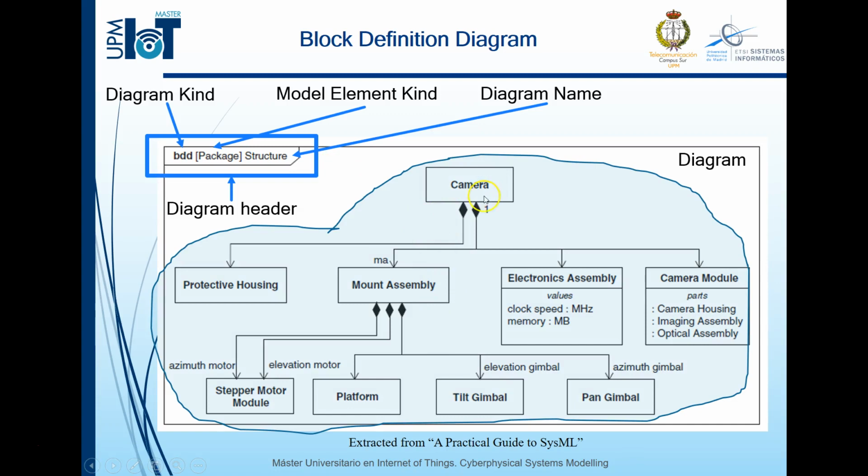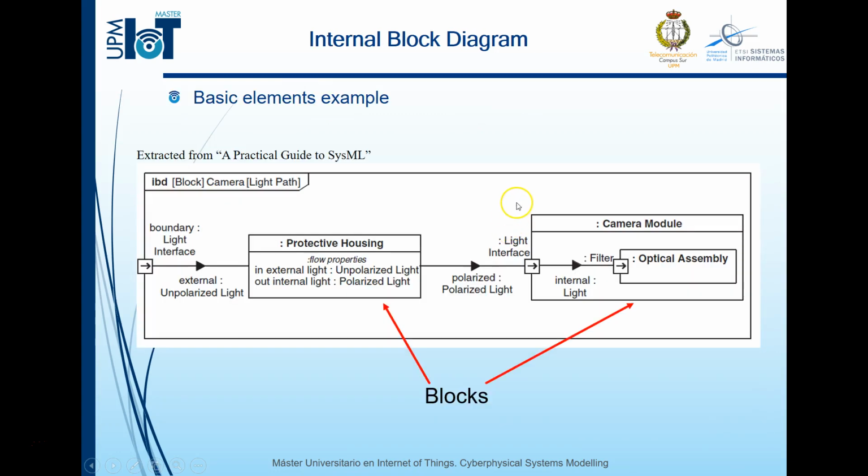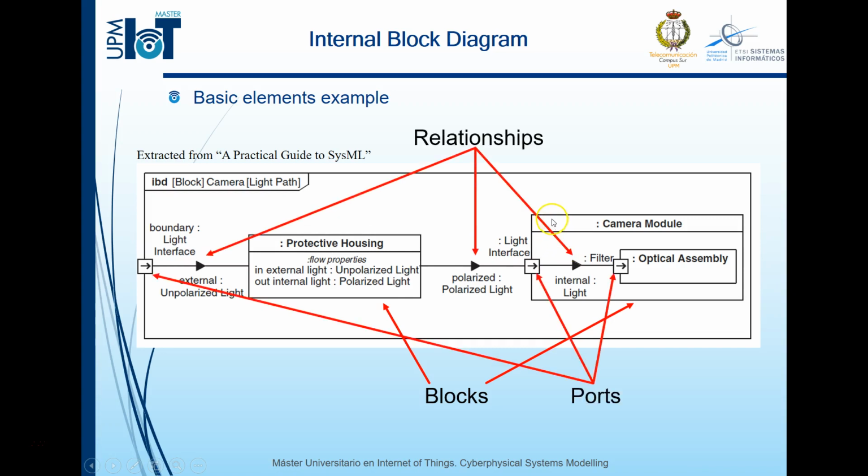So this is more or less the structure of block definition diagrams, where the root is the name of the system that is composed by different elements, different blocks, and for example, the mount assembly is also composed by some of the different blocks. And in the internal block definition diagrams, we also have some blocks, and in addition, we put some new elements to represent relationships, but also ports. Ports is something like interfaces. So it's the specific name we are going to use for interfaces.